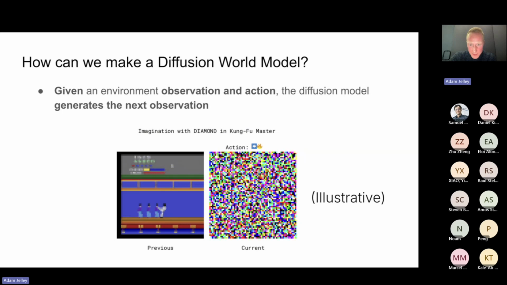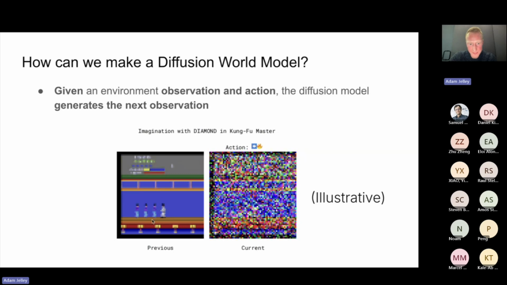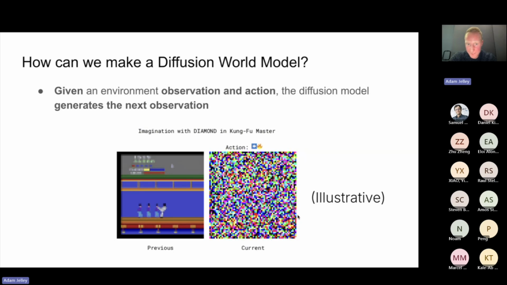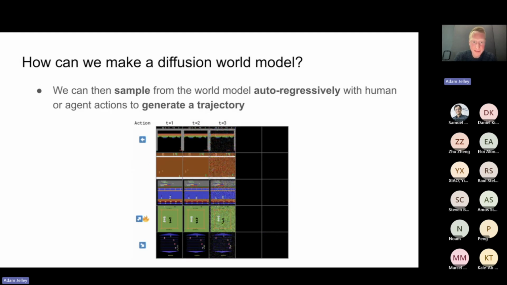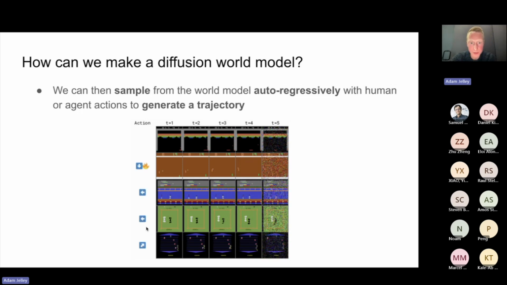So you can see here that the action is to kick left, and then the diffusion model is going to take the previous observation here and generate the next observation given the kick left action. And once you can do that, you can then sample from the diffusion model autoregressively, taking the generated observation and then adding that to the context to generate a full trajectory, which can be used to simulate the environment.